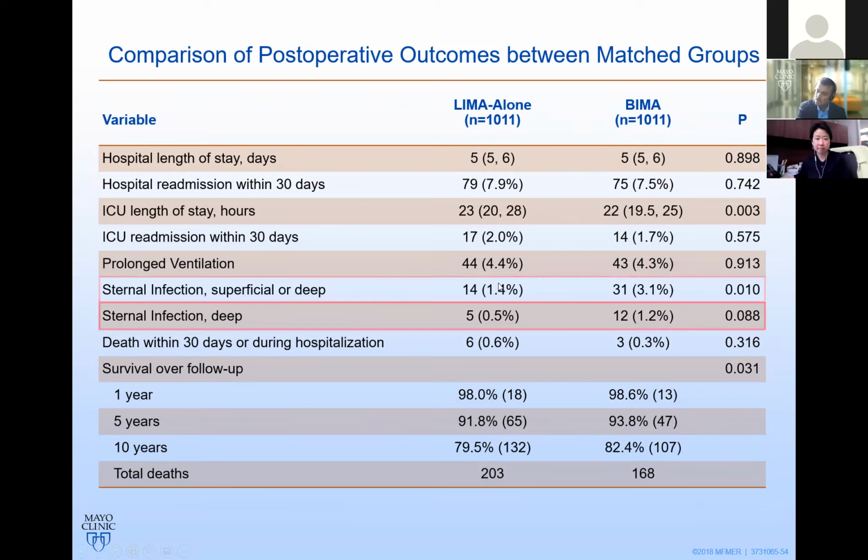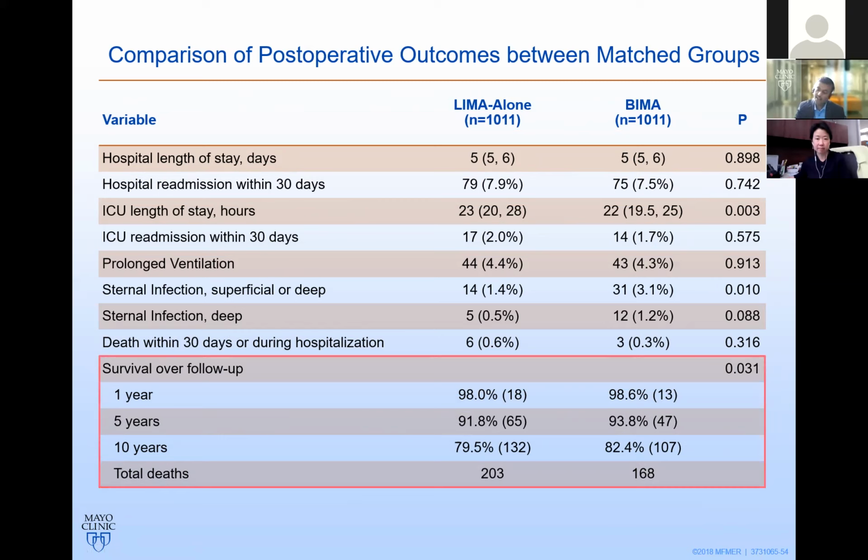However, when we looked at the deeper infection, was there any deeper infection? Yes, there may be some superficial infection in terms of skin, but what about the bone healing involved? And there was no difference statistically. There was no difference at all, 0.088. Yes, there were some increased numbers, but the numbers are too low, 5 versus 12. So it's hard to actually argue there in terms of what is better in terms of bone healing.